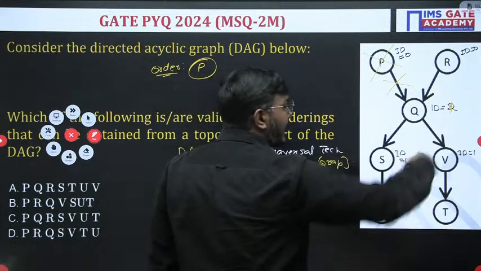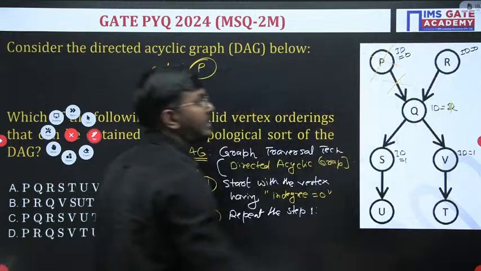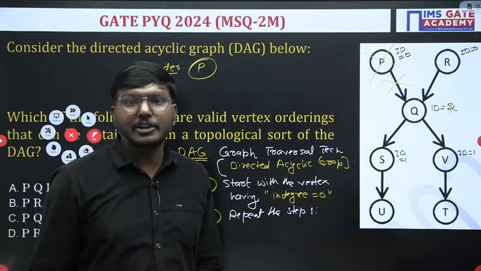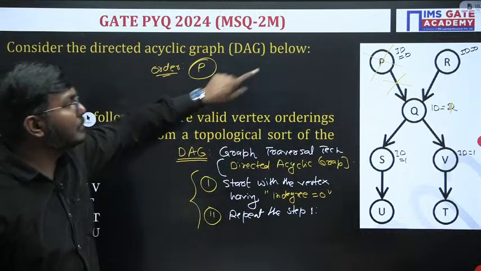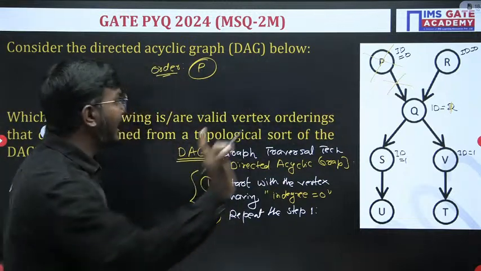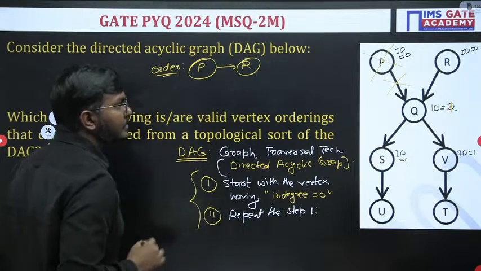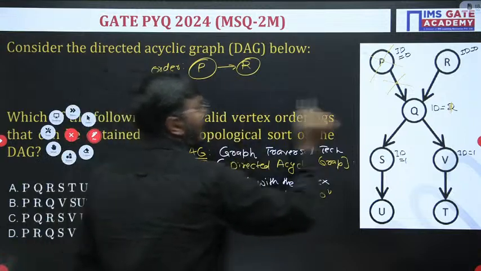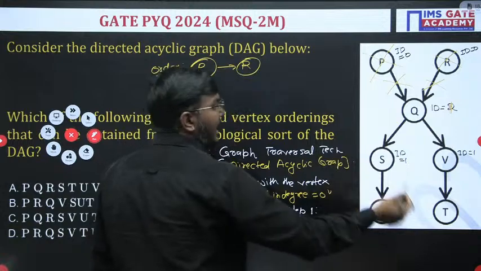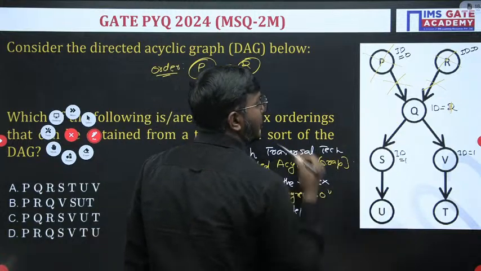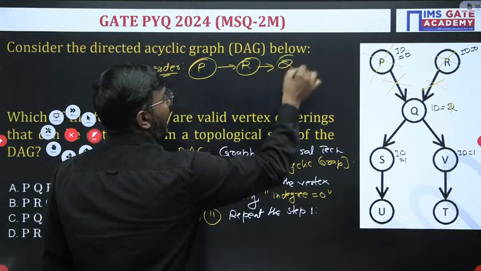Now in the remaining graph, check which vertex has in degree 0. Only R has in degree 0. Then after P, I have only one option, R. Understood? After P, I have to go to R. Getting my point? After R, delete R and its edges. In the remaining graph, the in degree 0 vertex is Q. So after R, I have to go to Q.